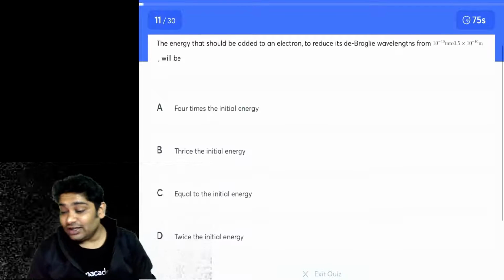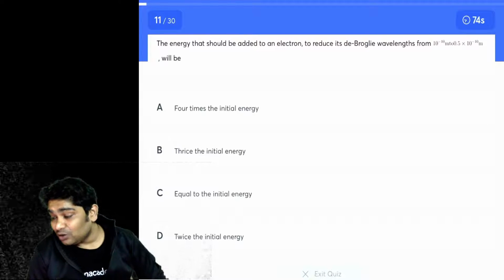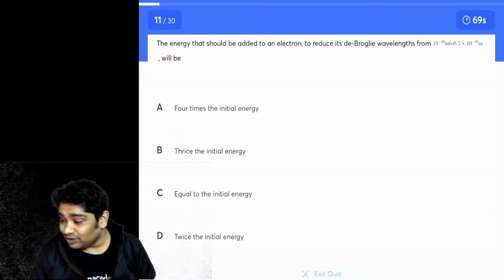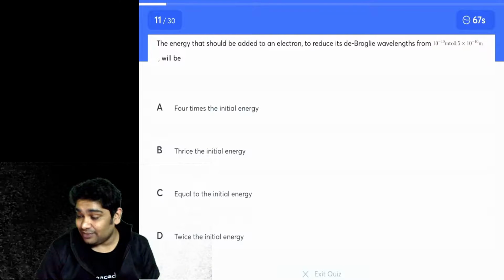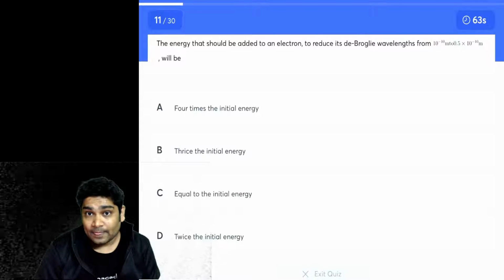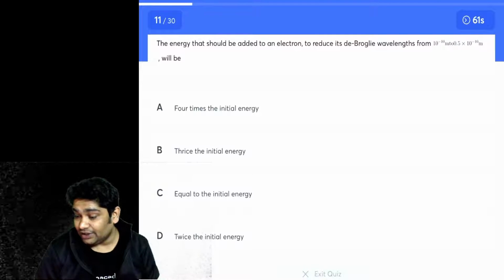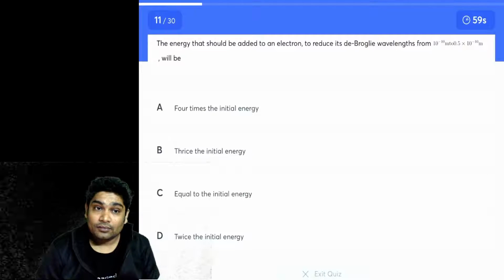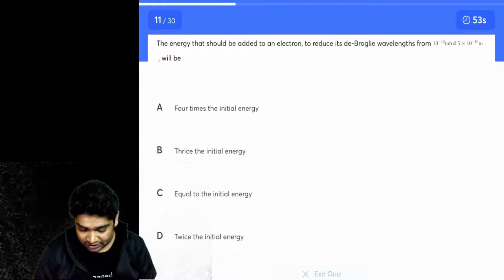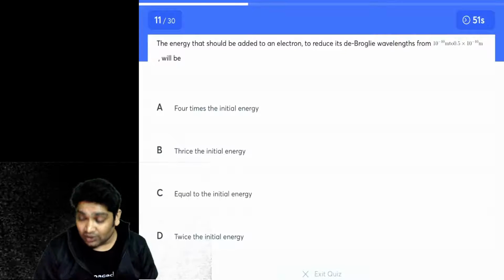The energy that should be added to an electron to reduce its de-Broglie wavelength from 10 to the power minus 10 to 0.5 times 10 to the power minus 10 is. So if you are reducing the de-Broglie wavelength by half, what are you doing to the energy? Are you adding 4 times the initial energy, 3 times the initial energy, equal to the initial energy, or twice the initial energy?